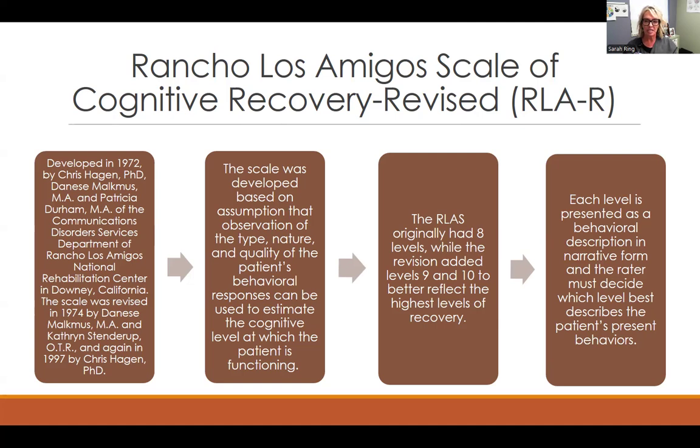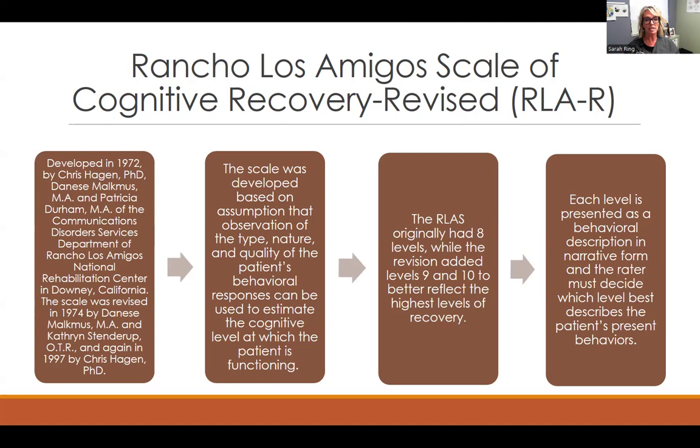But really, the field of brain injury rehabilitation wasn't launched until the 70s and 80s, when individuals started to understand that for a variety of reasons, survivors were surviving brain injuries, and providers wanted to be able to best manage individuals across their course of recovery. And so this particular team at the Rancho Los Amigos National Rehabilitation Center developed this scale based on an assumption that observing the type and nature and quality of a patient's behavioral responses could be used to estimate the level of cognitive functioning across the course of their recovery.